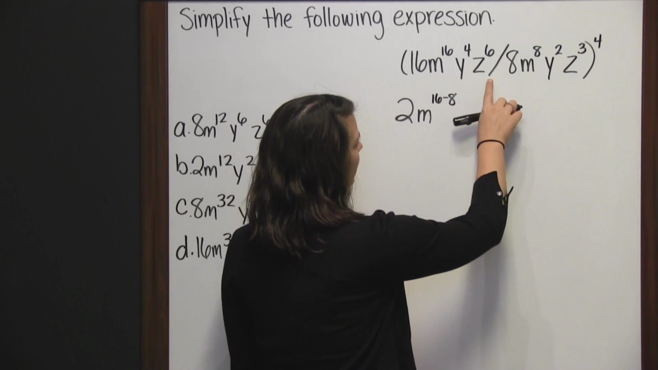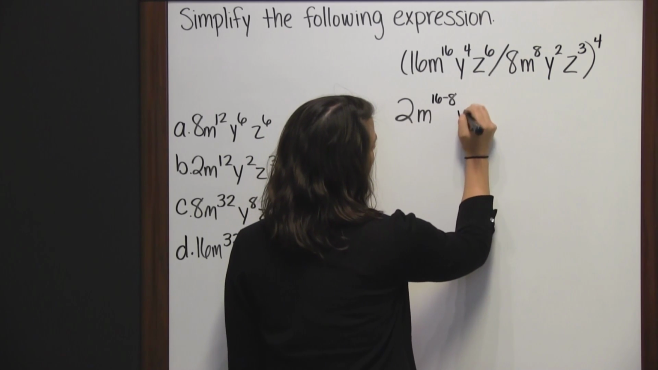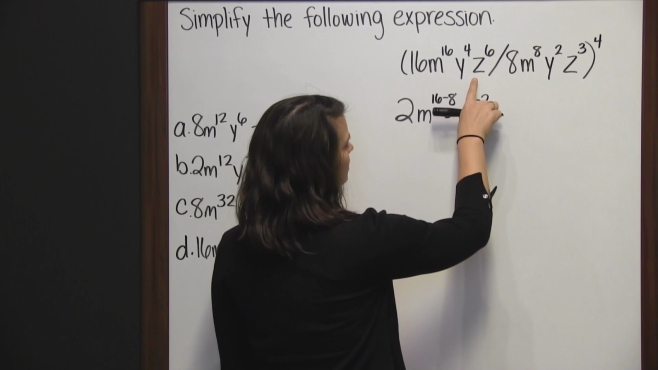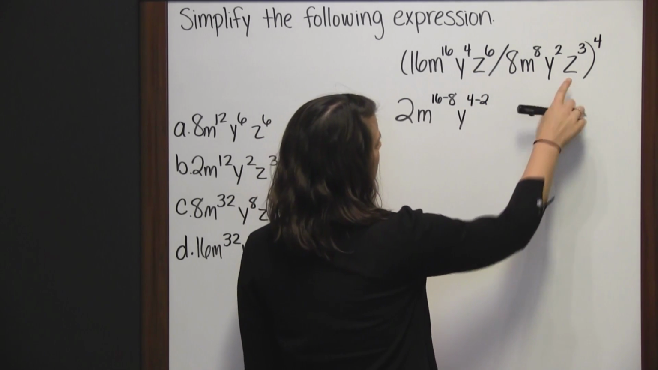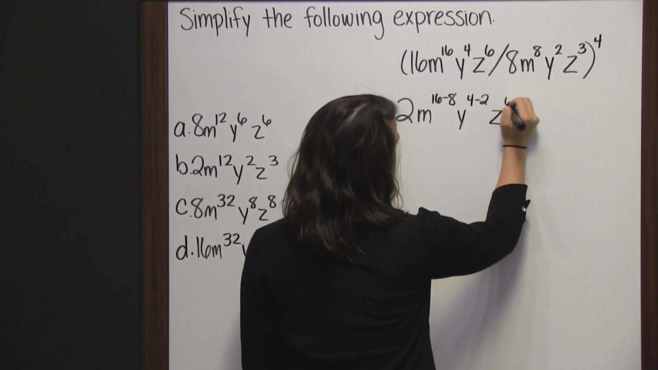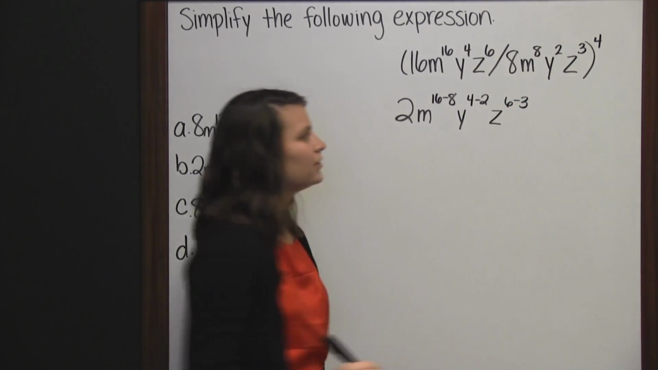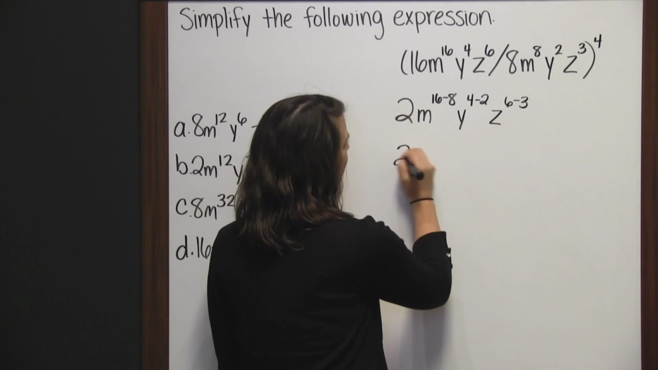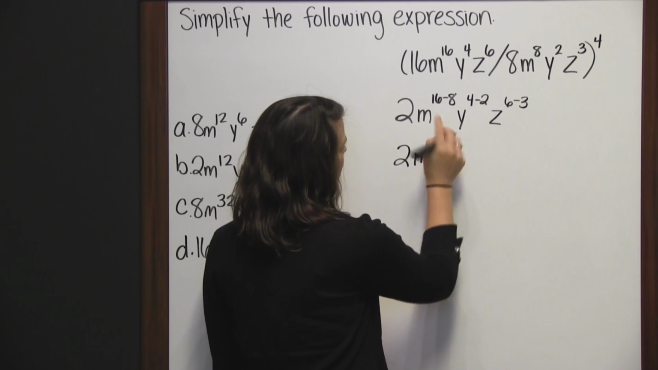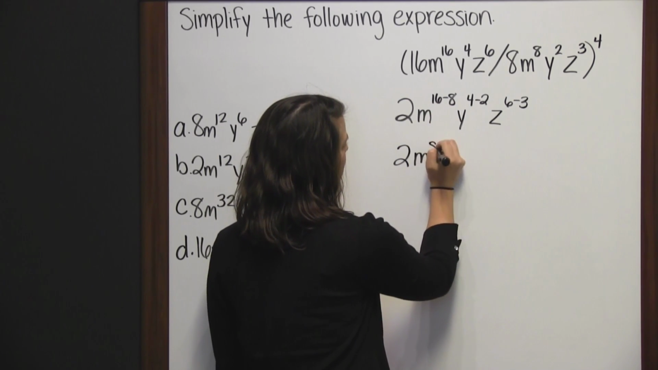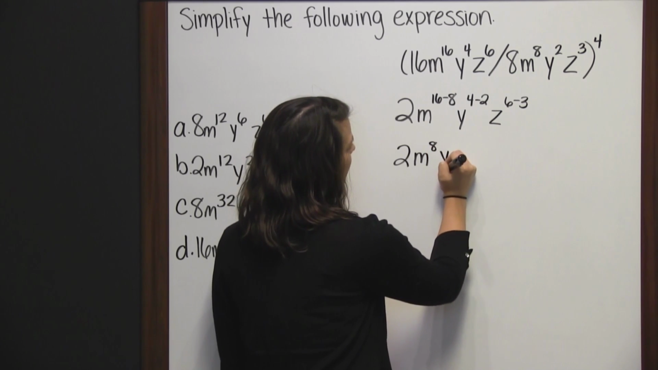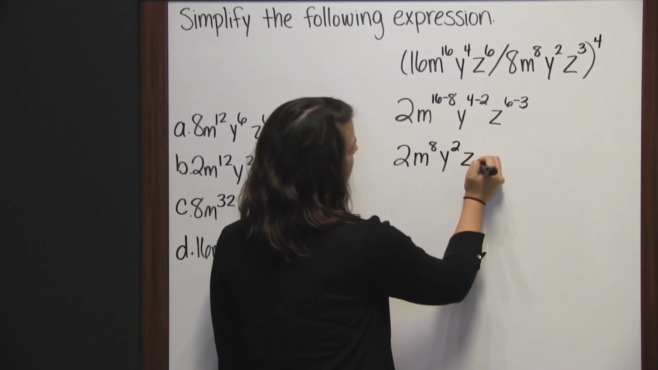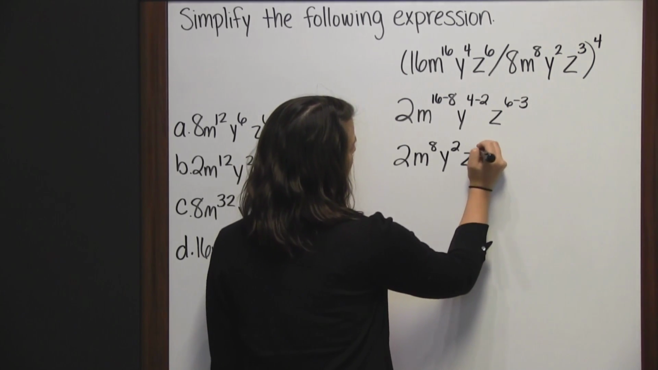Y to the 4th divided by y squared is y to the 4 minus 2. And z to the 6th divided by z cubed is z to the 6 minus 3. Now we need to simplify our exponents. So we have 2m to the 16 minus 8, y to the 4 minus 2, and z to the 6 minus 3.